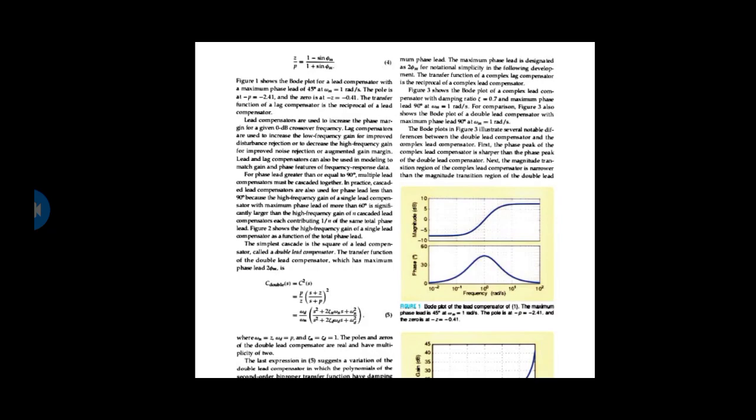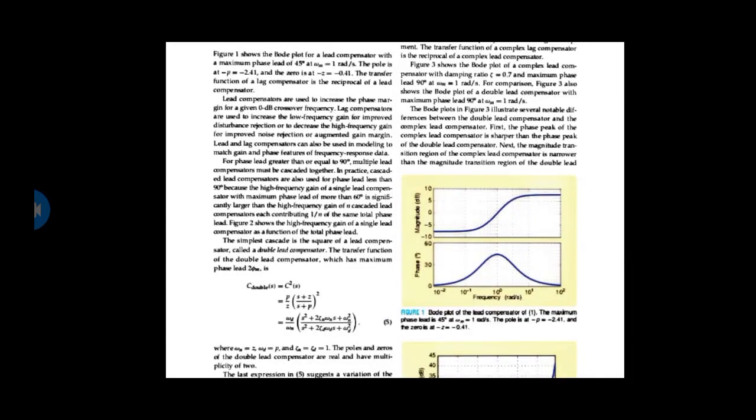For phase lead greater than or equal to 90 degrees, multiple lead compensators must be cascaded together. In practice, cascaded lead compensators are also used for phase lead less than 90 degrees, because the high frequency gain of a single lead compensator with maximum phase lead of more than 60 degrees is significantly larger than the high frequency gain of n cascaded compensators, each contributing 1 by n of the same total phase lead. Figure 2 shows the high frequency gain of a single lead compensator as a function of total phase lead.